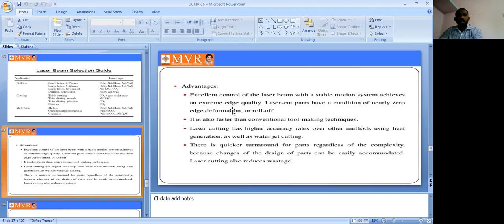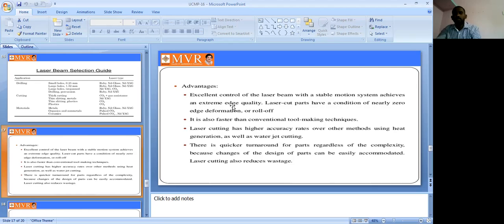Next are the advantages of the laser beam machining process, starting with excellent control of the laser beam. Controlling is very important when we are doing machining operations. Based on the control, you can do exact, accurate machining. If there is no proper control, we cannot get accuracy or a good surface finish.